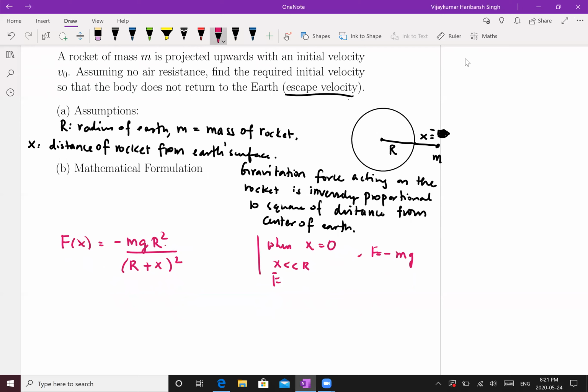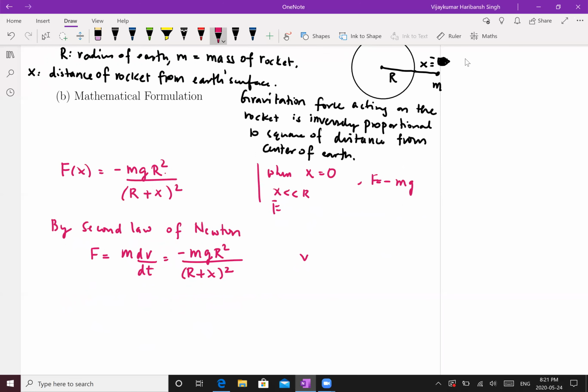So now what do we have? By Newton's second law, we get force is mass times acceleration, which is m dv by dt, equals minus mg r square upon r plus x the whole square. Where v is the velocity, by the way, the velocity of the rocket.